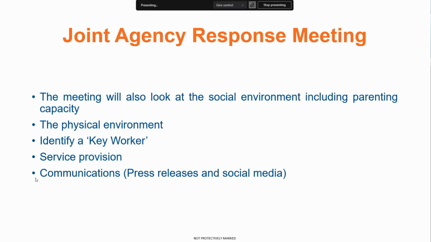It looks at the social environment, it looks at parenting capacity, we're looking at the physical environment. At this stage, we identify a key worker. We'll talk a little bit more about that in a bit. And we also start thinking about service provision around the child before the death and at the time of death. So any sort of responses that we could improve upon, or anything that could have been done better which may have prevented the death or future deaths.